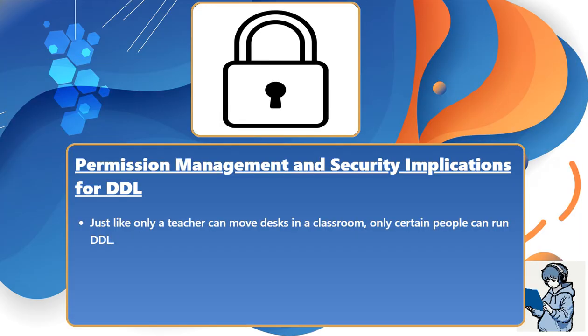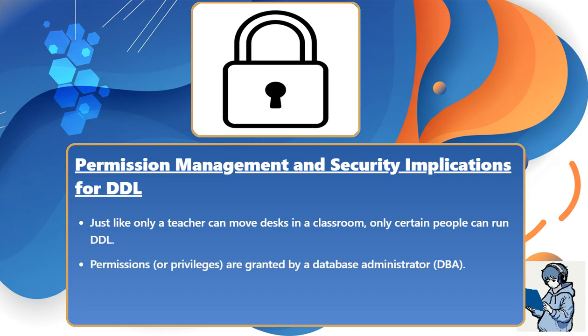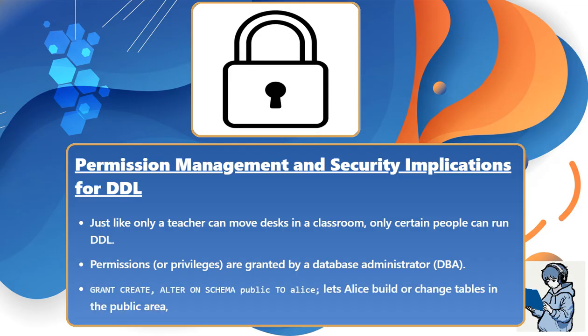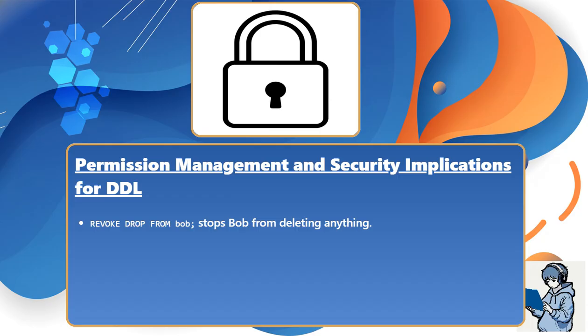Just like only a teacher can move desks in a classroom, only certain people can run DDL. Permissions, or privileges, are granted by a database administrator, DBA. Grant create, alter on schema public to Alice lets Alice build or change tables in the public area. Revoke drop from Bob stops Bob from deleting anything.